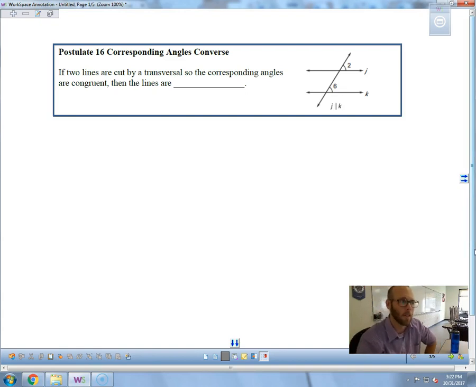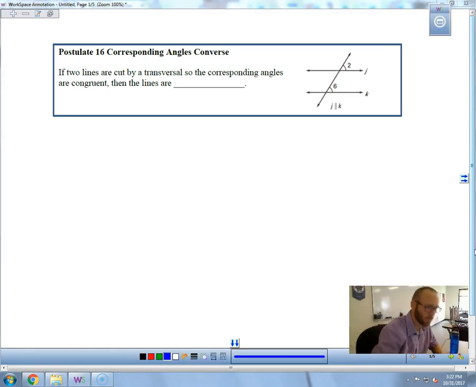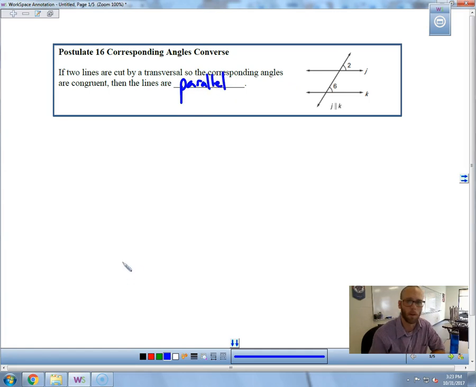So go ahead and open your notes, please, if you haven't done so already. Find postulate 16, our corresponding angles converse. If two lines are cut by a transversal so the corresponding angles are congruent, then the lines are parallel. So note a couple things here. Look at lines J and K. Look at angles 2 and 6. They're corresponding angles, they're congruent, so what's our conclusion? J is parallel to K.